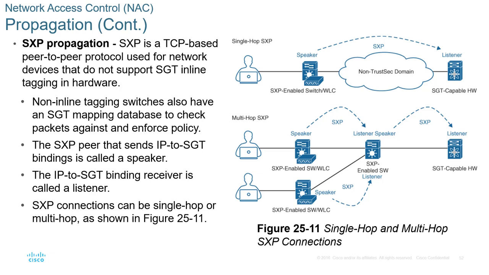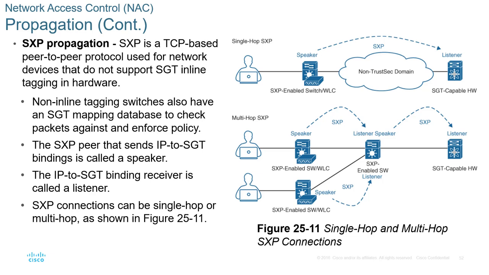That's the default. But with our SXP propagation, basically it's a TCP peer-to-peer protocol, and it's used for networking devices that don't support inline tagging or our hardware. Basically, non-inline tagging switches will have an SGT map database to check the packets against the appropriate policy. The SXP peer that sends an IP to tag binding is called a speaker. The IP to SGT binding receiver is called a listener. So our peer that's sending the bindings is the speaker, and the one that's receiving the binding is called the listener. Our SXP connections can be a single hop or multi-hop as shown in our diagram.